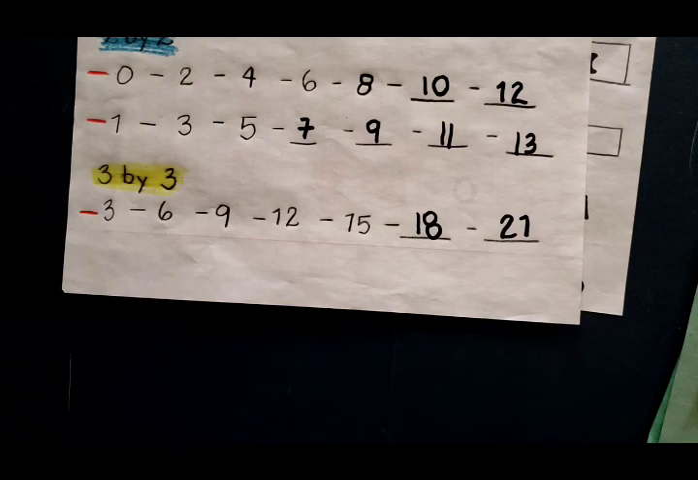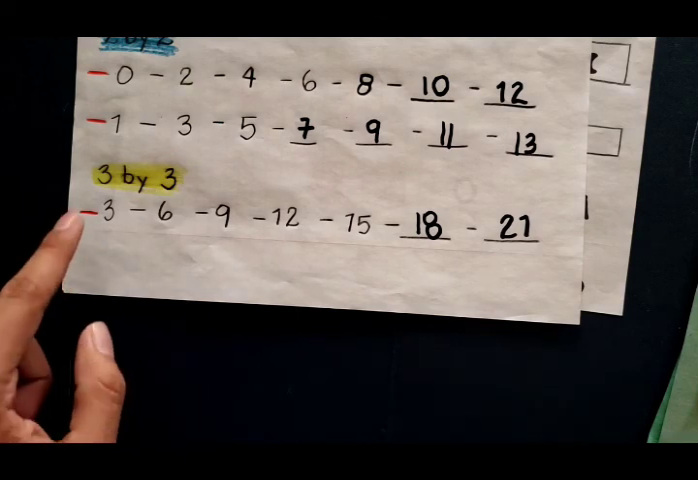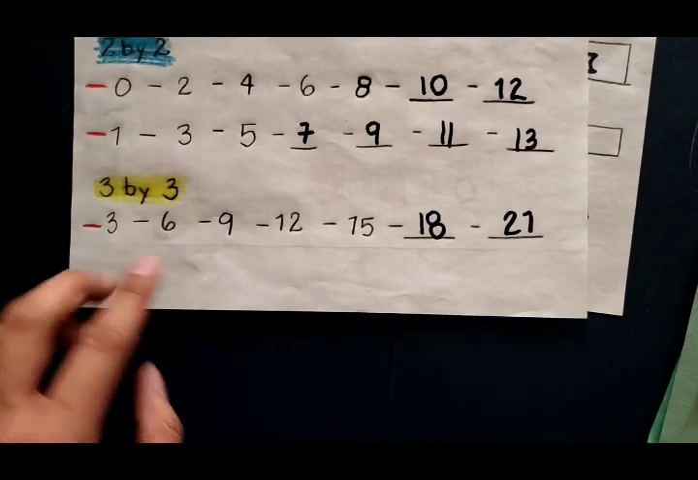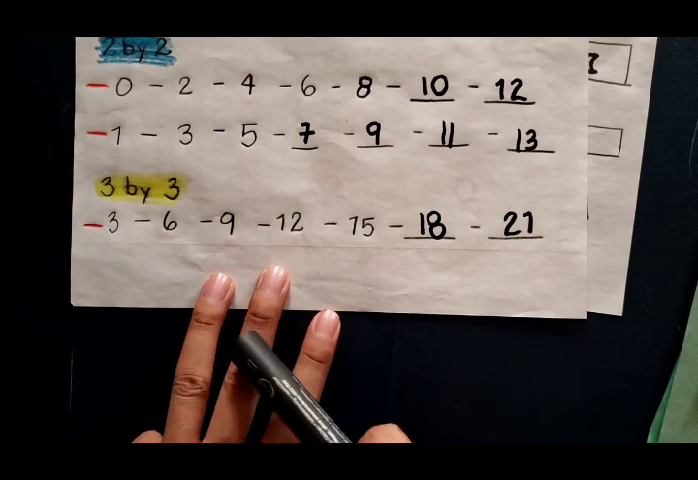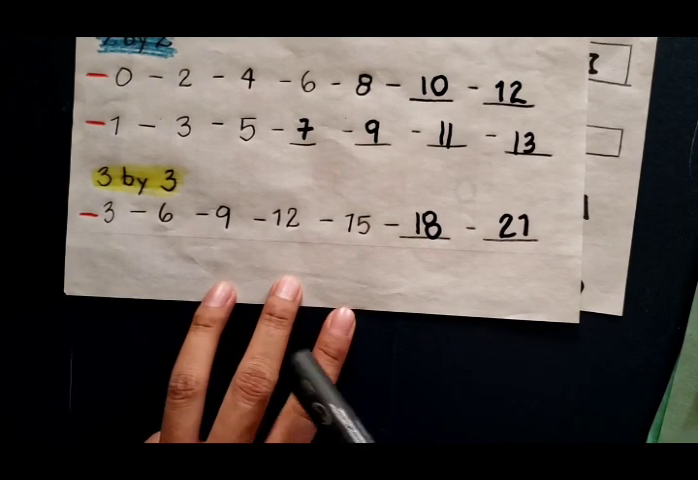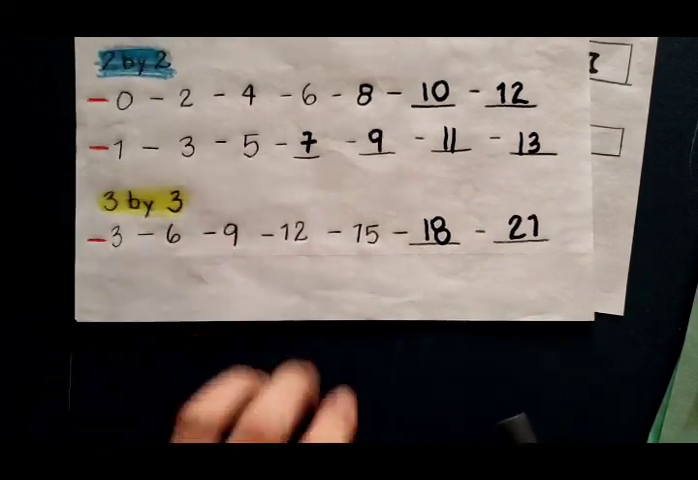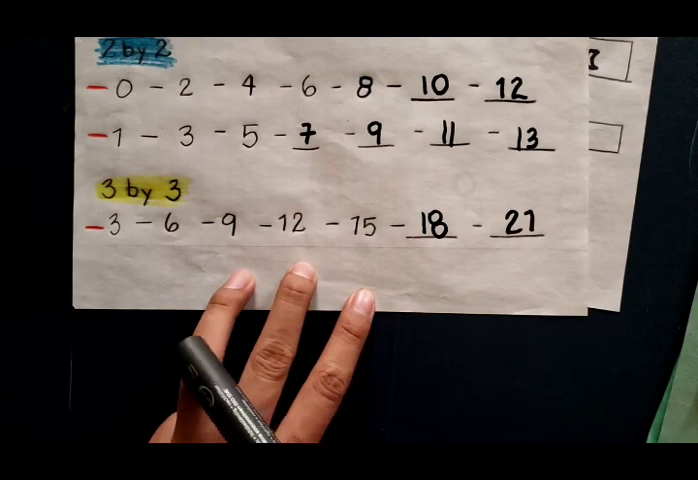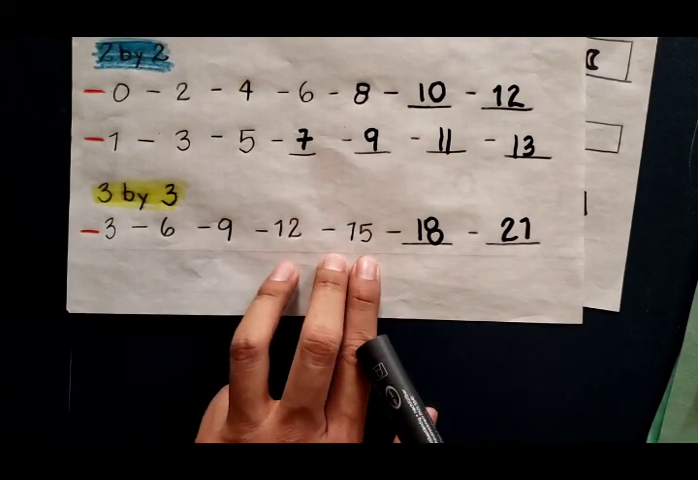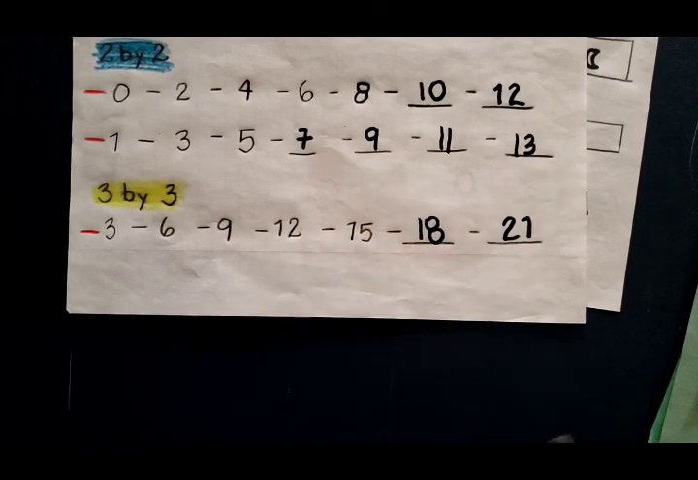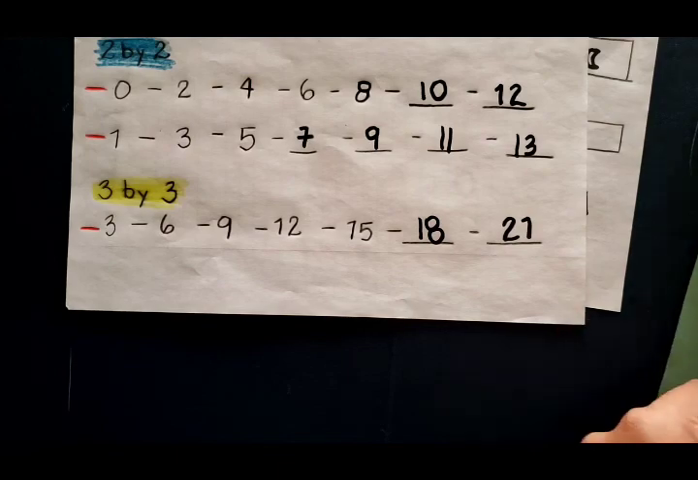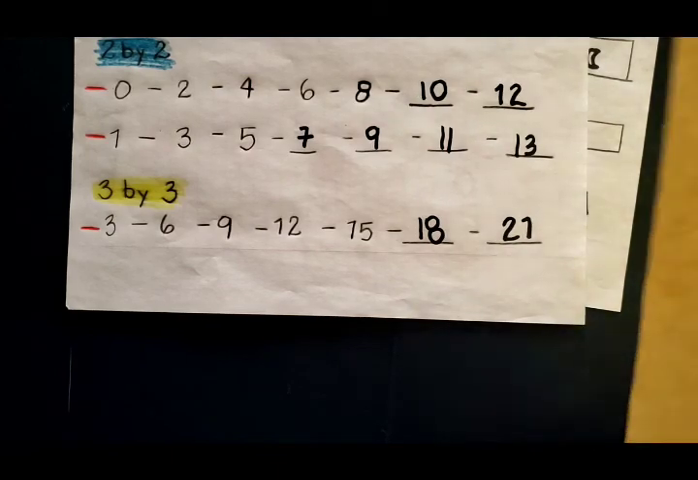Now look at the next one, which says 3 by 3. Okay, 3 plus 3, 3, 4, 5, 6. 6, Mr. Galvez. Now we have 6. 6, 7, 8, 9. 9, 10, 11, 12. 15, okay, 15. 16, 17, 18. You see they are adding 3 by 3. They are counting 3 by 3.